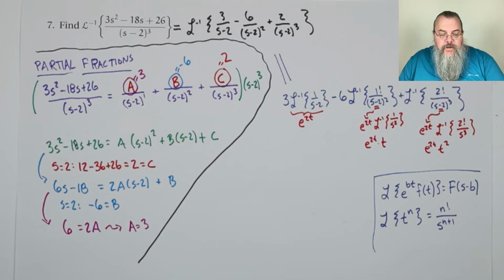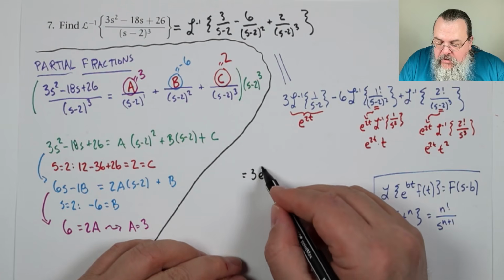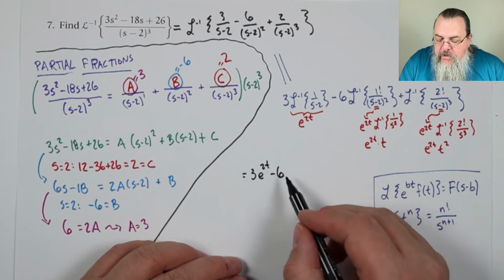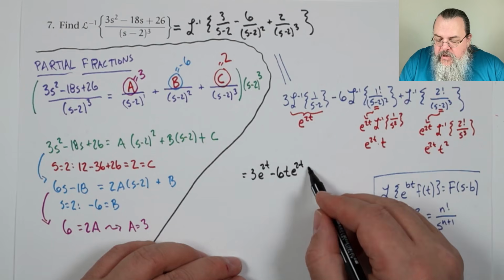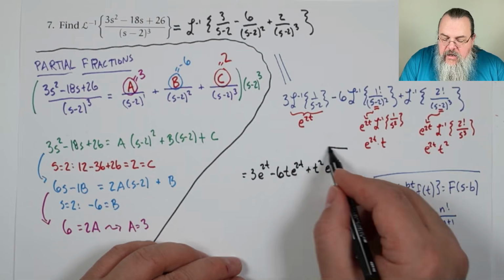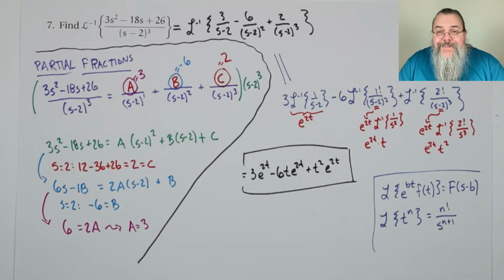So when we put it all together, what do we have? We have 3 e to the 2t minus 6, and I'm just going to write this in the other order, 6t e to the 2t, and then plus t squared e to the 2t. And there we go. That's the answer.